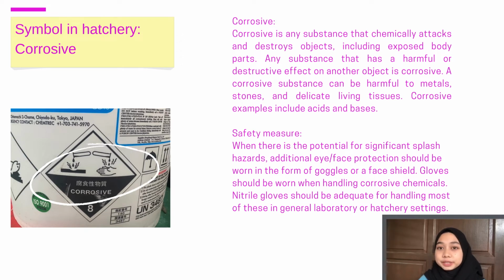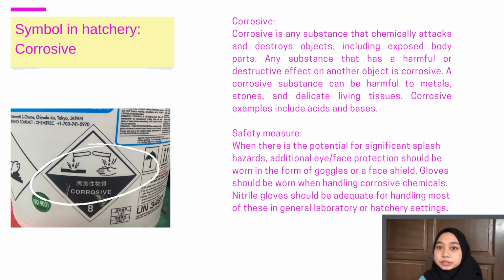So I will explain about a hazard symbol that can be found in the hatchery, which is corrosive. Corrosive is any substance that chemically attacks and destroys objects, including exposed body parts. Any substance that has a harmful or destructive effect on another object is corrosive. A corrosive substance can be harmful to metal, stone, and delicate living tissues. Corrosive examples include acids and bases.